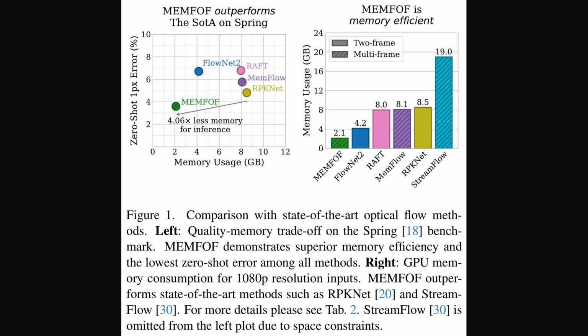Alright, this first figure really visualizes the core trade-off. On the left, we're looking at memory usage versus accuracy on the Spring benchmark. The vertical axis is the zero-shot 1-pixel error, which basically measures how many pixels are wrong by more than 1 pixel on a new dataset. So, lower is better. You can see MEMFOF in the bottom left, with the lowest error and the lowest memory usage. The chart on the right then shows the raw numbers for 1080p inputs. MEMFOF uses just 2.1 gigabytes, while others need 4 to 9 times more.